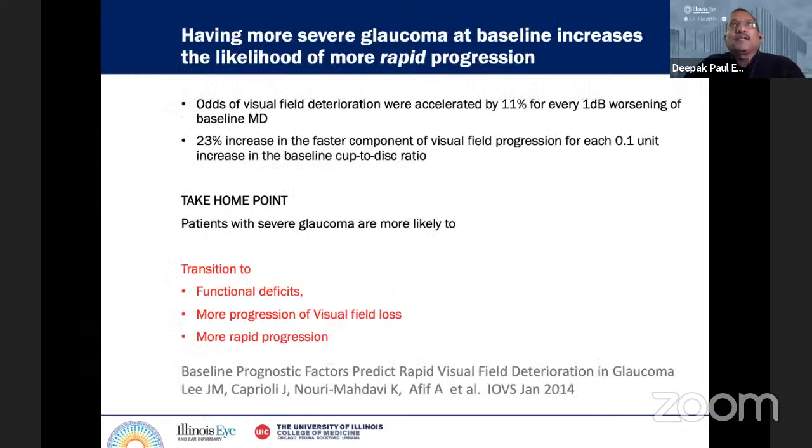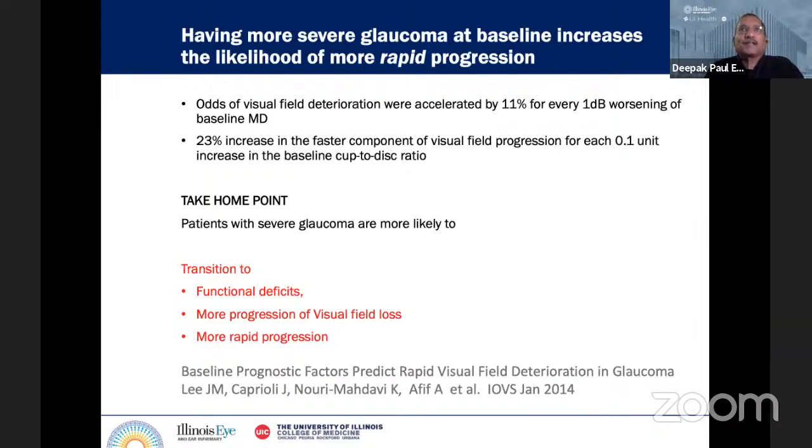So having more severe glaucoma at baseline also increases the likelihood of more rapid progression, not just progression, but rapid progression. The odds of visual field deterioration are accelerated by approximately 11% for every 1 decibel worsening of visual field at baseline. So 1 in 10 likelihood of the visual field getting worse. It's not too bad, but the risk is greater than somebody with mild to moderate glaucoma.